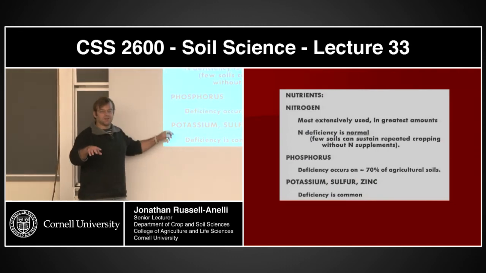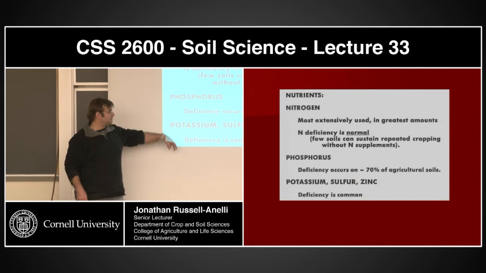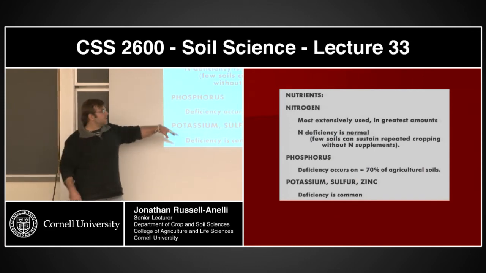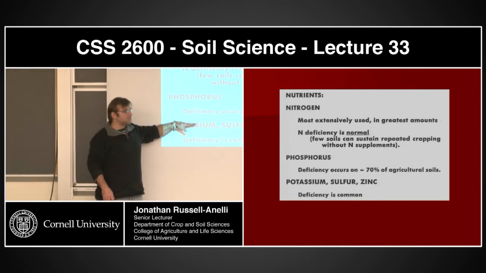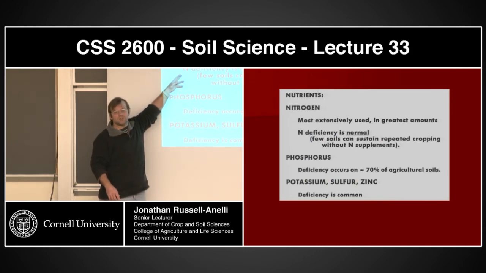I thought I saw a hand. No? Potassium, sulfur, and zinc deficiencies are common, but even with these deficiencies, they're probably not the limiting nutrient. Usually it's nitrogen and in some cases phosphorus.